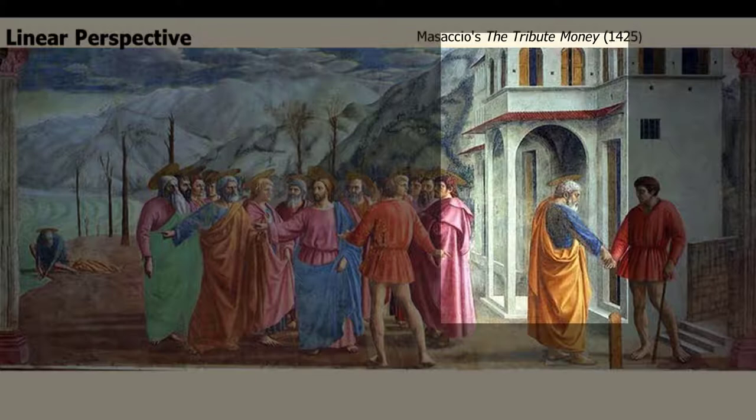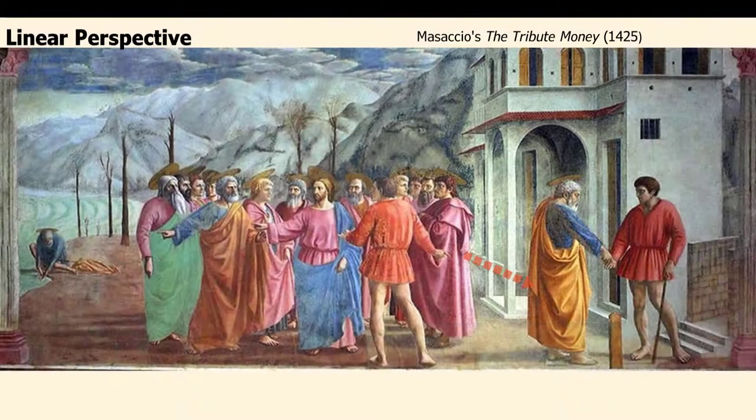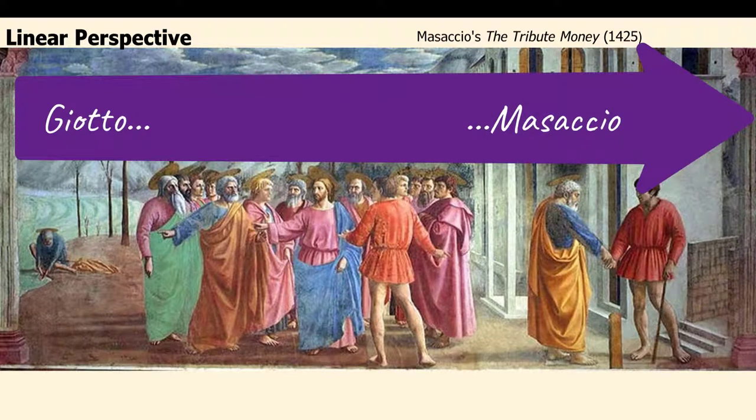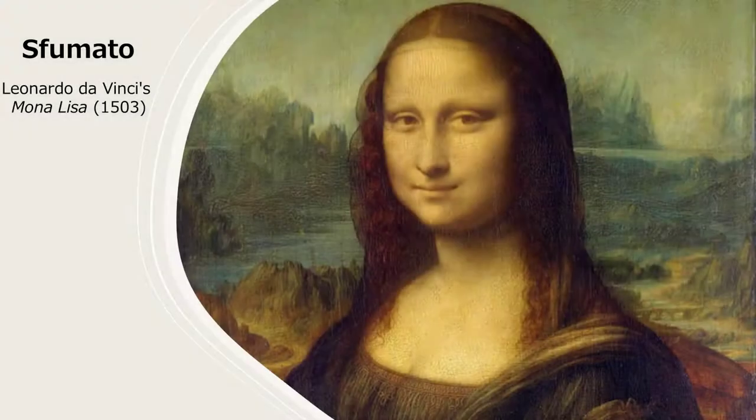The far side appears to recede from the eye. That creates the illusion of depth. So we can see increasing complexity in the use of linear perspective between the time of Giotto to Masaccio, which is about 100 years. The last technique we're going to look at is sfumato.